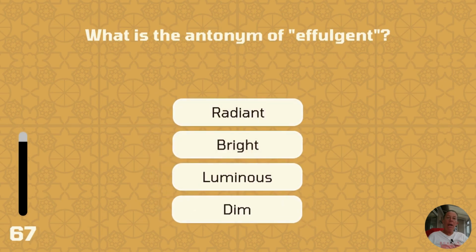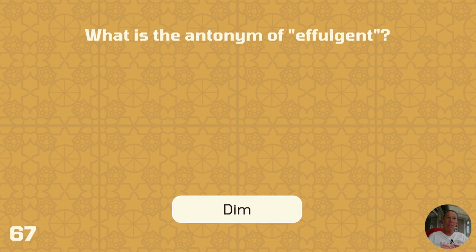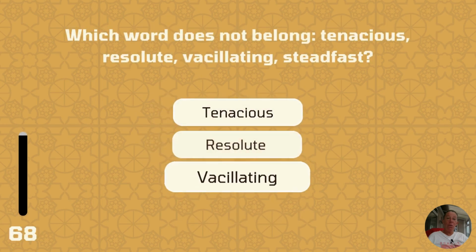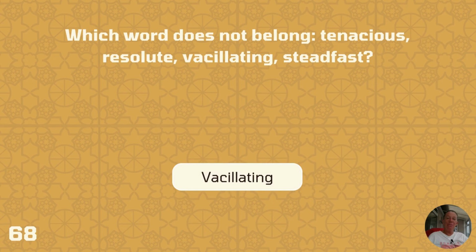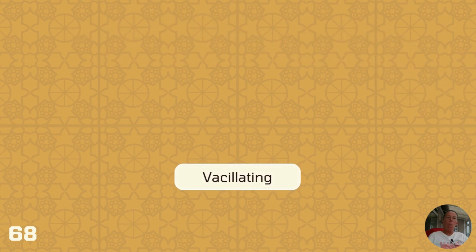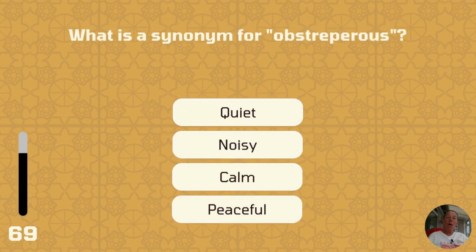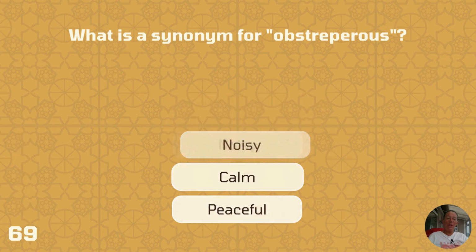What is the antonym of effulgent? Radiant, bright, luminous, or dim? Dim. Which word does not belong? Tenacious, resolute, vacillating, or steadfast? Vacillating. What is a synonym for obstreperous? Quiet, noisy, calm, or peaceful? Noisy.